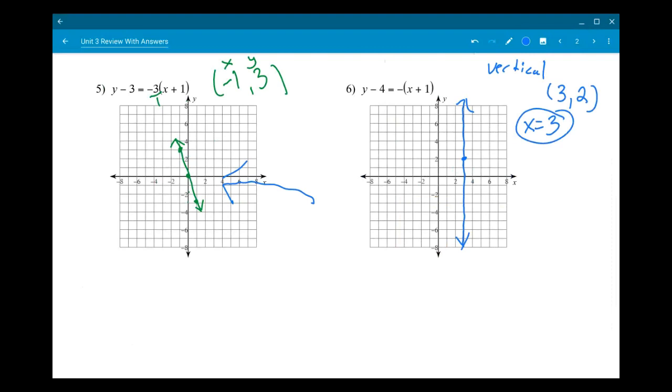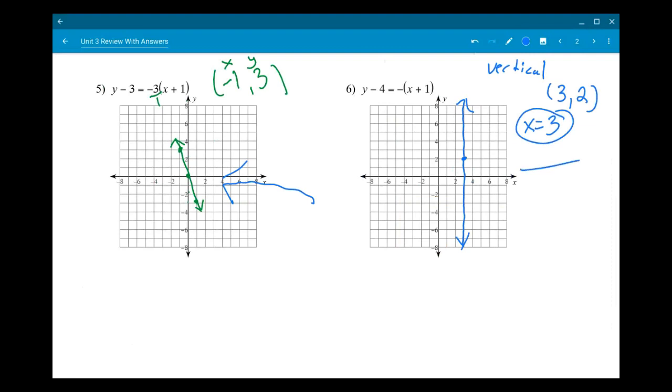Now you can ask yourself, well, why isn't y a part of the equation? And that's because y can literally be anything. What you're doing when you write an equation is you're basically writing what the requirements are for a point to be on this line. The only requirement for a point to be on this line is that the x value is 3, the y value can be whatever it wants.